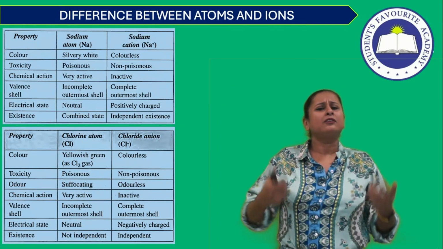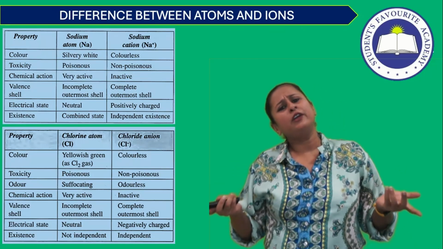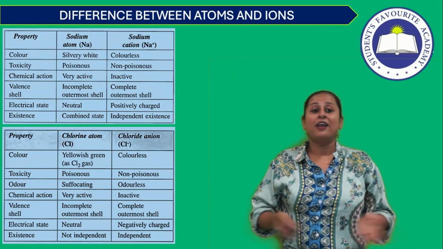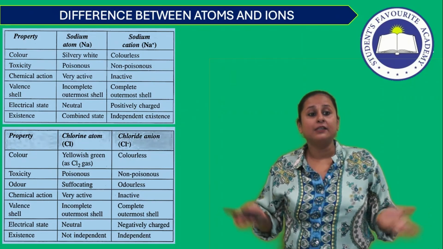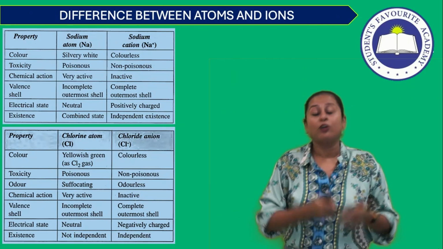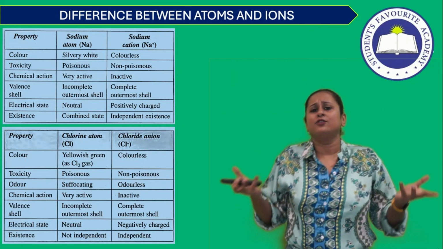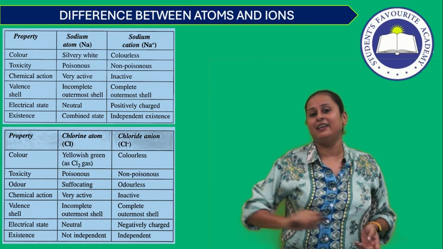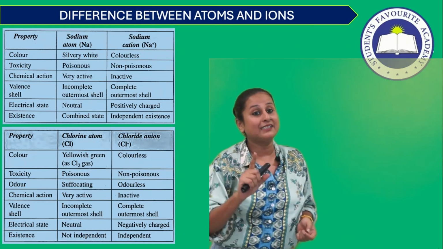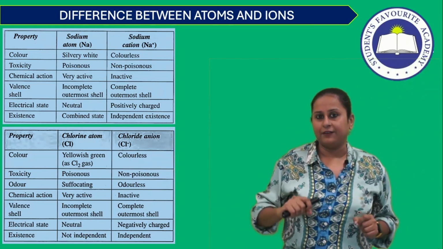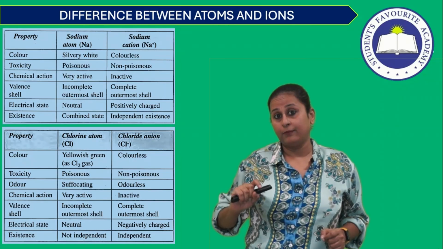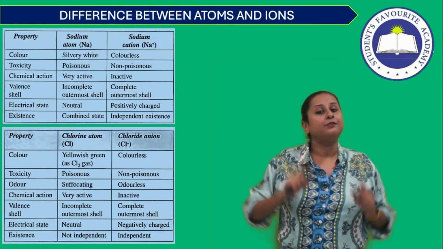Then when we look at toxicity, sodium is toxic, but the sodium ion is non-toxic or non-poisonous. When we look at chlorine, it is again a poisonous gas, but the chloride ion is non-poisonous. But the main difference that you need to understand is that the chemical activity of the sodium atom or chlorine atom is very high.